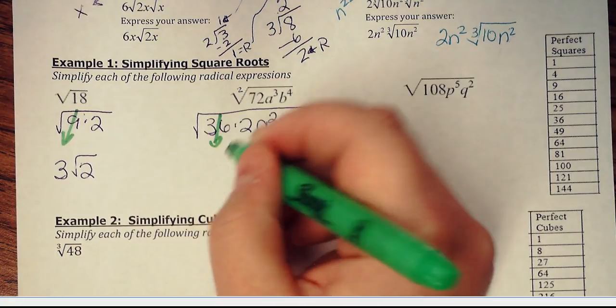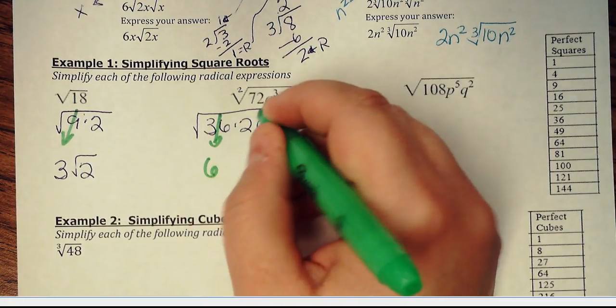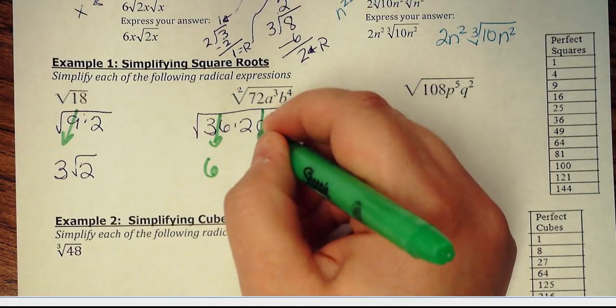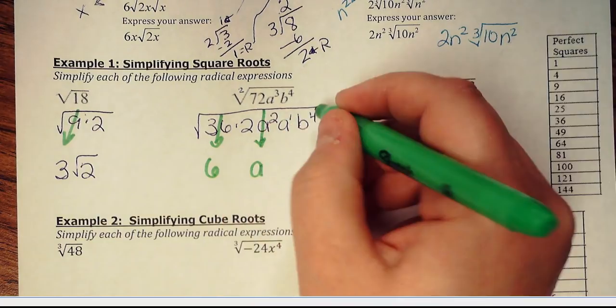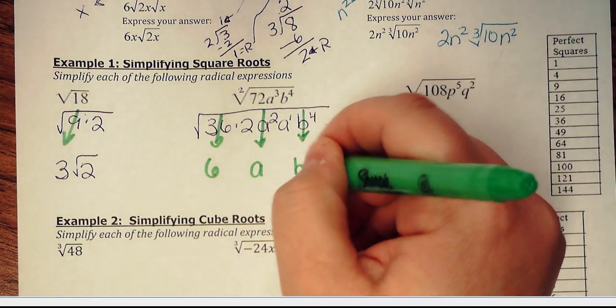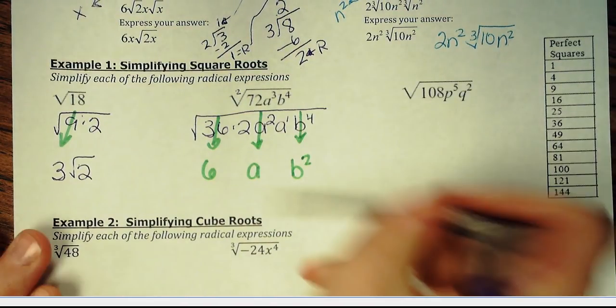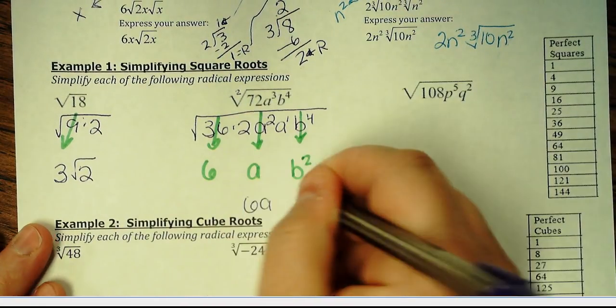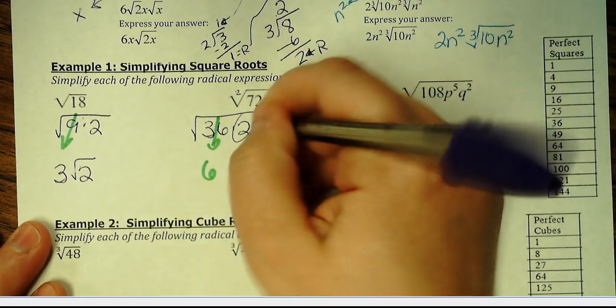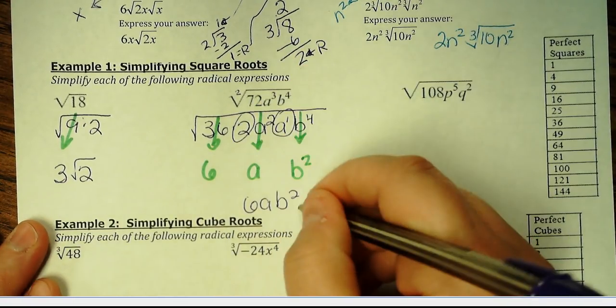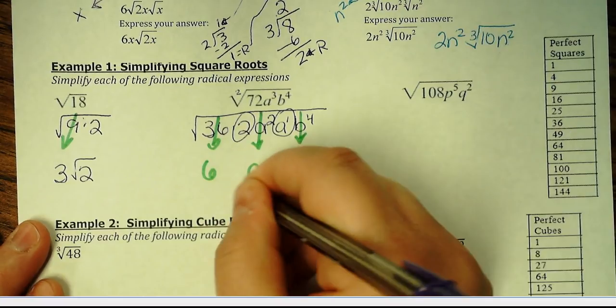So square root of 36 is 6. The 2 is going to have to stay under here. Square root of a squared, we can pull out an a. Square root of b to the fourth is going to be b squared. Okay, all this is going to come out in front. 6ab squared. 2 still stuck under here, a still stuck under here. Couldn't break those down any farther.